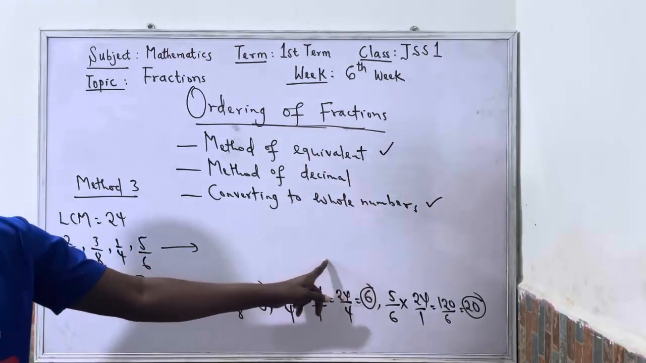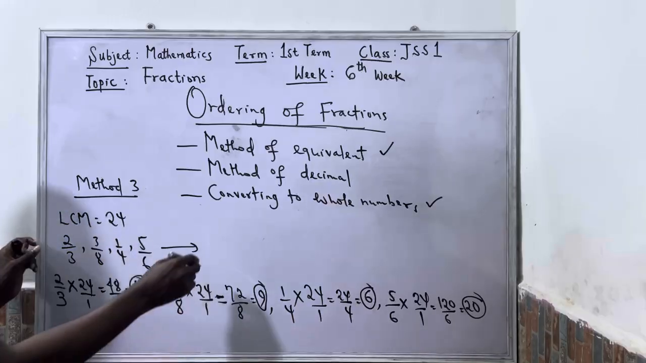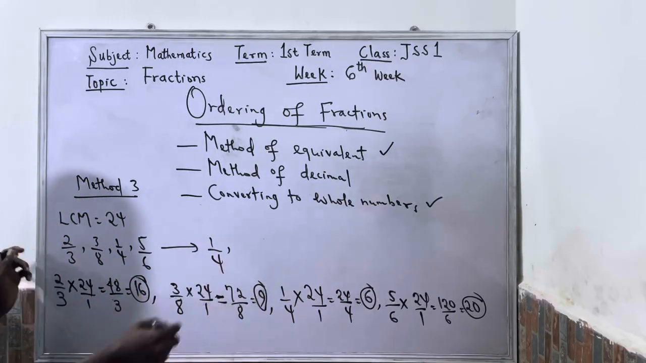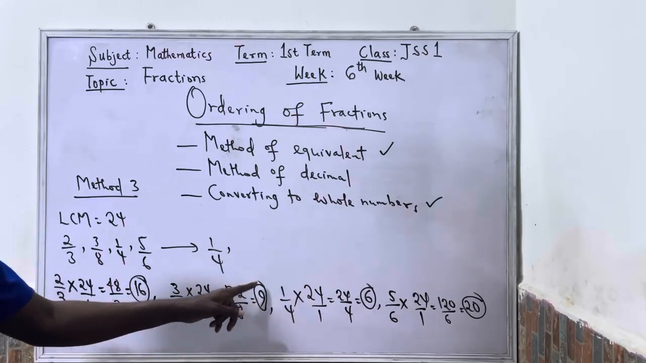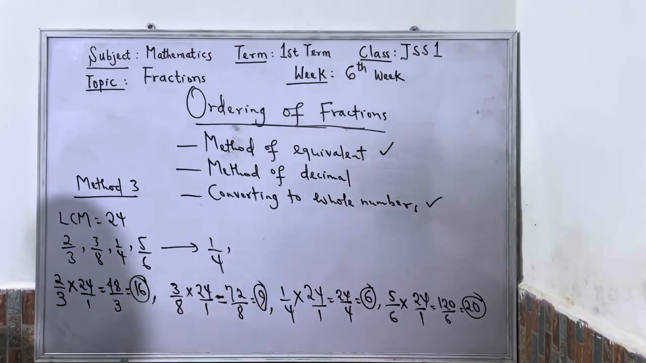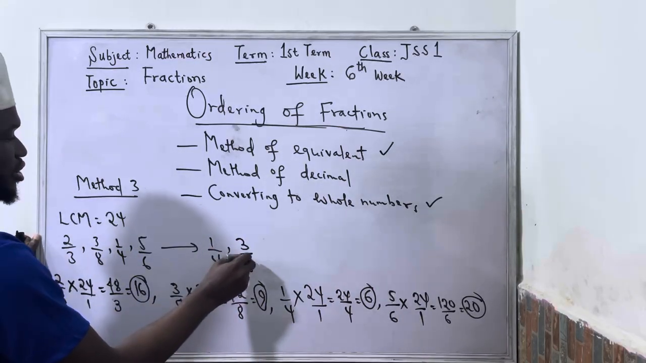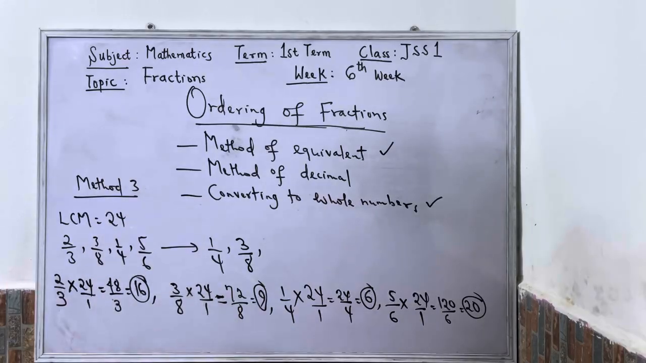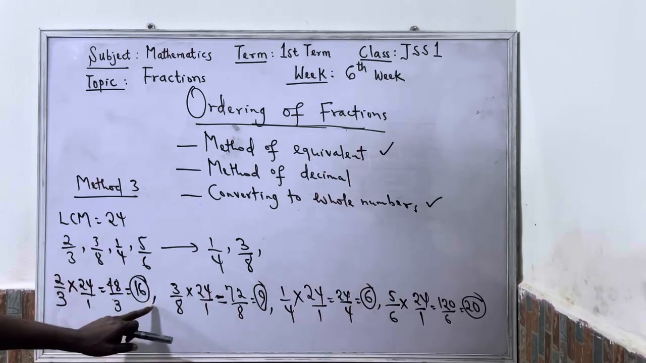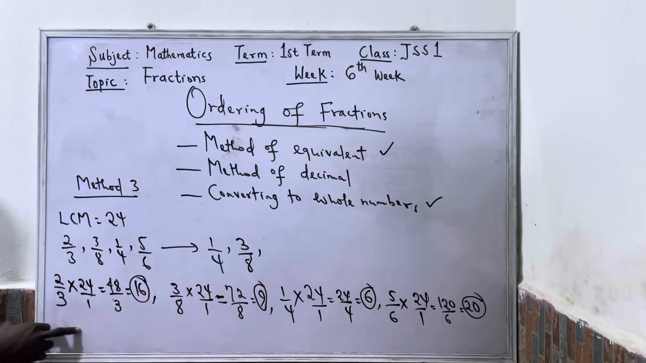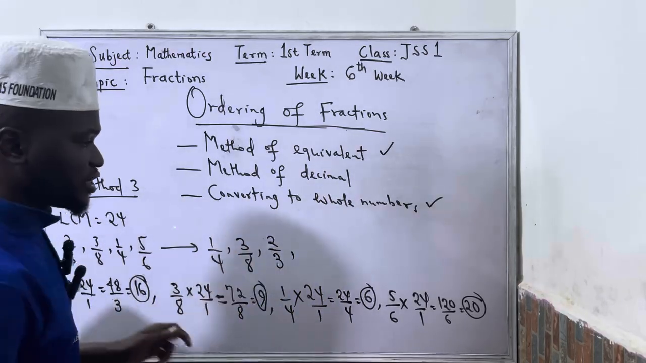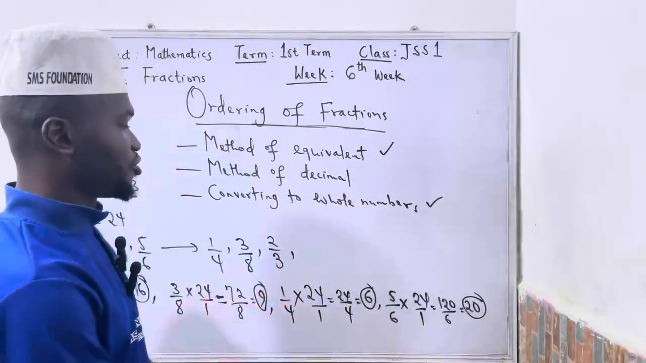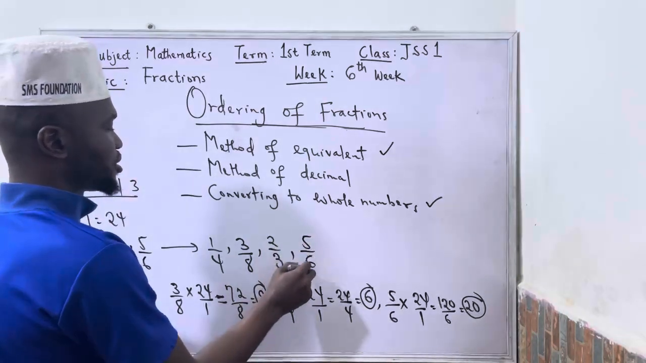Which fraction does it correspond to? That's 1 over 4. That means 1 over 4 must come first. Next, I check the one with 9. What does it correspond to? It corresponds to 3 over 8. The next one here is the one with 16. 16 corresponds to 2 over 3. Finally, the 20 corresponds to 5 over 6.